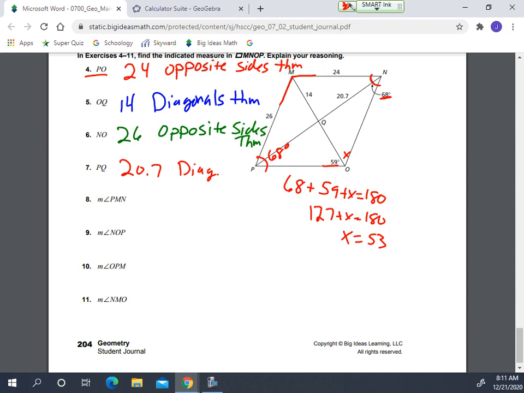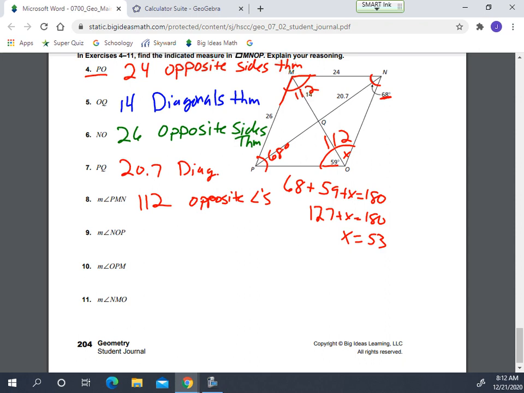So knowing that, 53 plus 59, because that's what I have to do to find this angle, this whole angle is 112, which means this whole angle is 112. Reasoning, I just did all my math work there. I could say opposite angles. Okay?